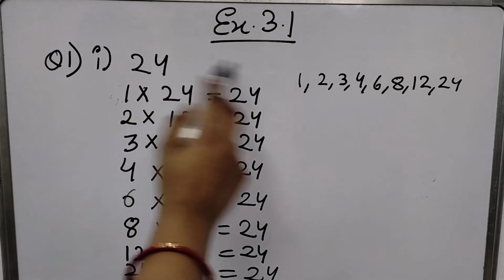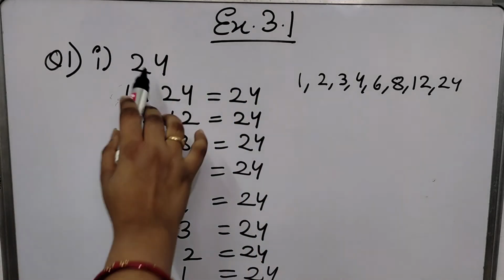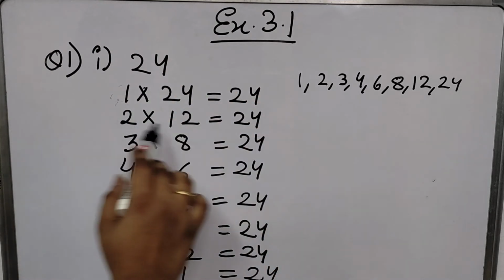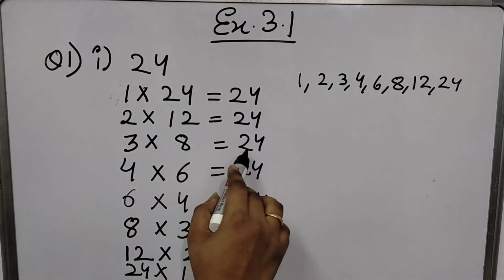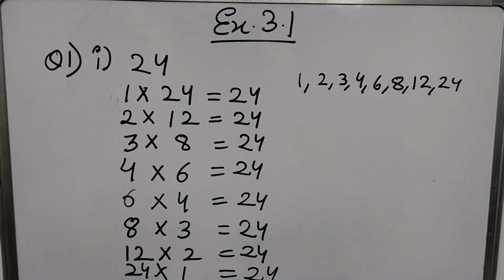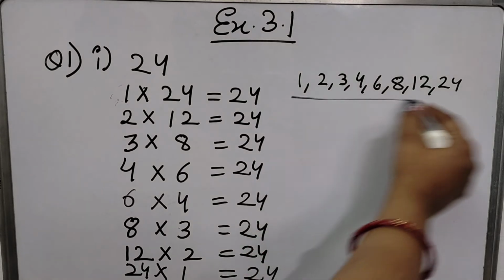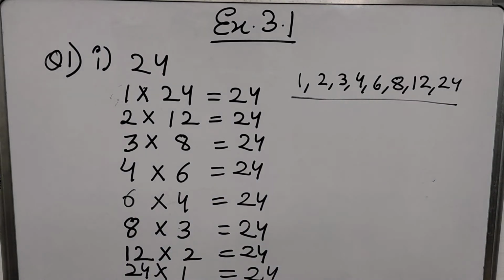If we divide 24 by 1, answer is 24. If we divide 24 with 12, answer will be 12. If we divide 24 with 3, answer is 8. So similarly, you can check by dividing 24 with these numbers, you will always find a complete quotient and there will be no remainder. So these are the factors of 24. Let's take next number.